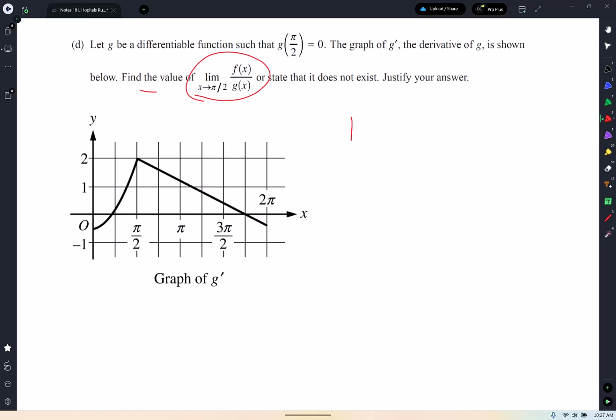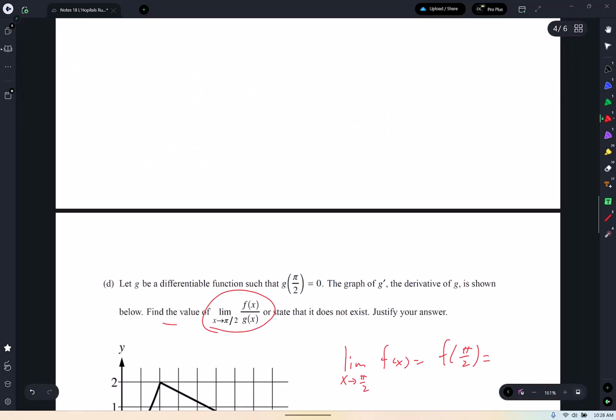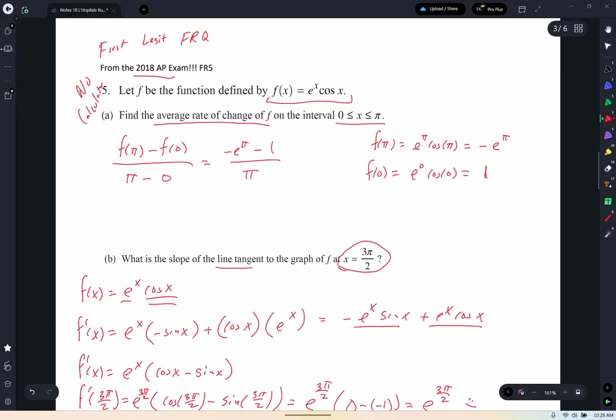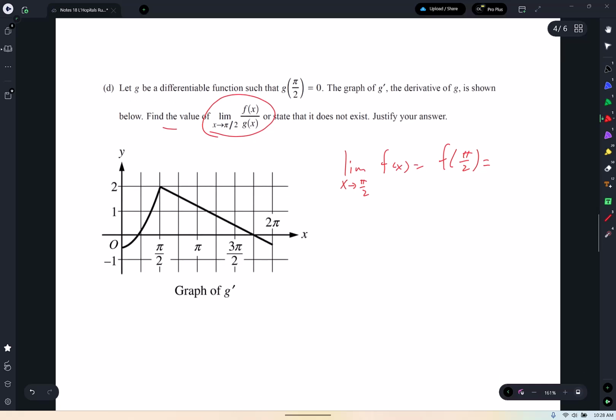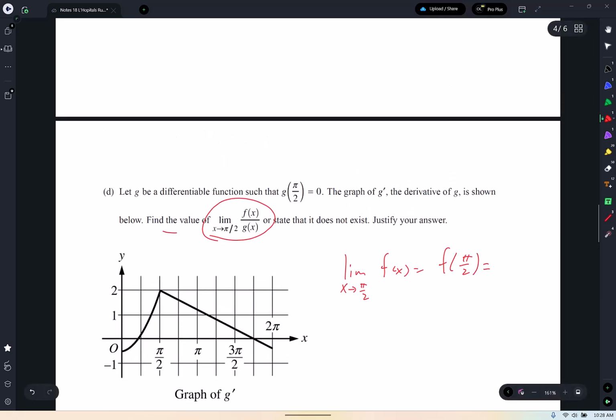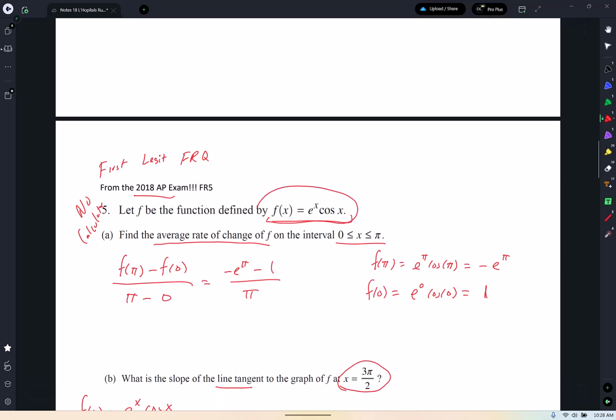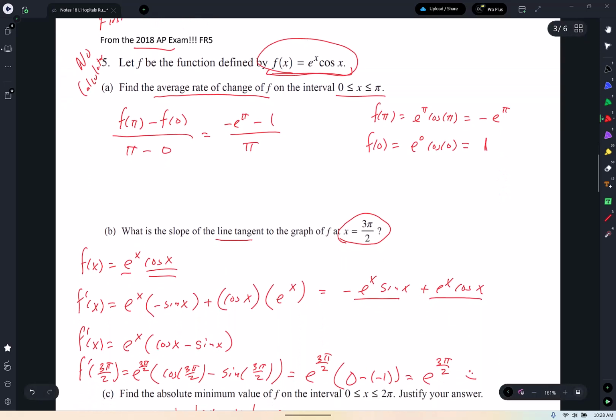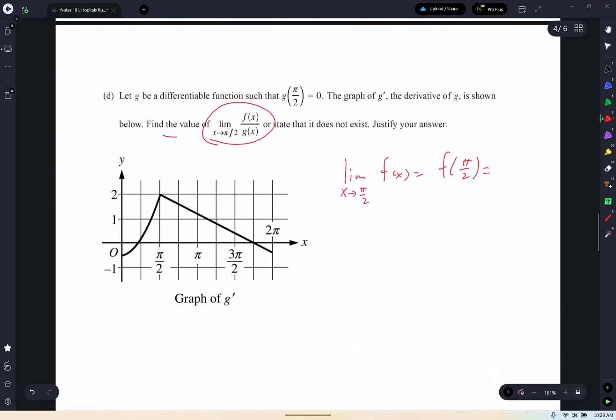Justify your answer. Limit as x approaches pi over 2 of f of x equals f of pi over 2, which equals, I don't know what that is. I just plugged in pi over 2 for f. I'm suspicious that we're probably going to have to use L'Hopital's rule, so we're checking to see if I get 0. I'm just plugging in pi over 2 into f of x, so e to the pi over 2 cosine pi over 2. Look, you get 0, guys.